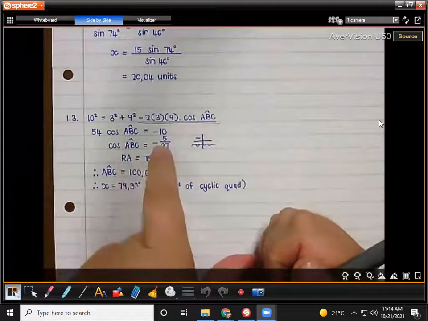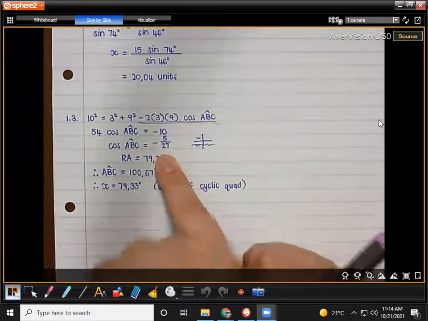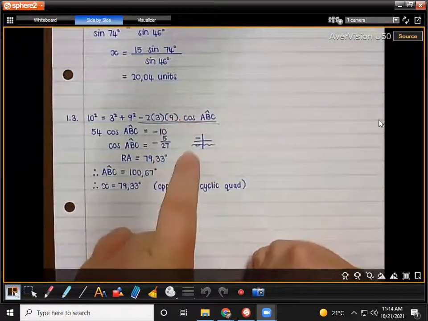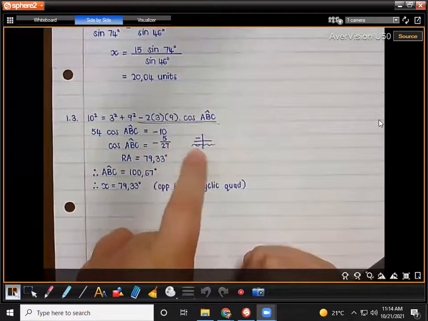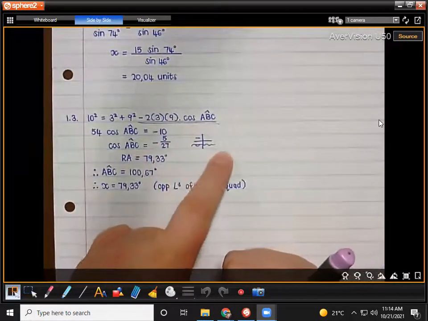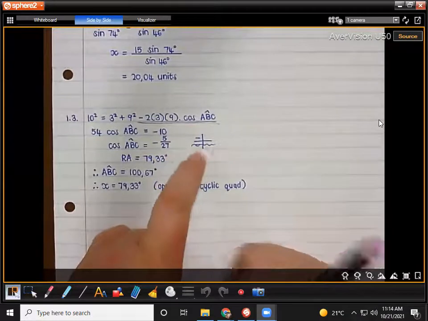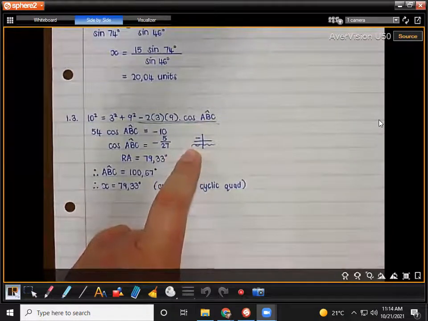Then remember, for cos, we look at where is cos negative? Which quadrants? 2 and 3. Can I have a quadrant 3 angle in a triangle? What do I do in quadrant 3 again? I say 180 plus. Can I have a 180 plus angle in a triangle?